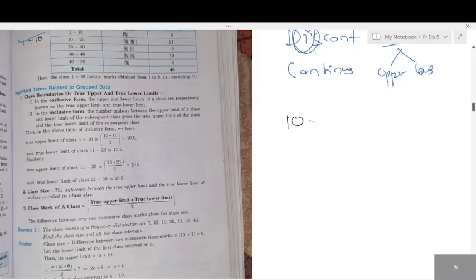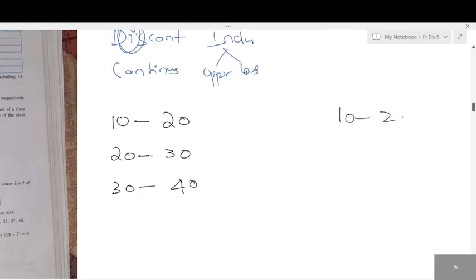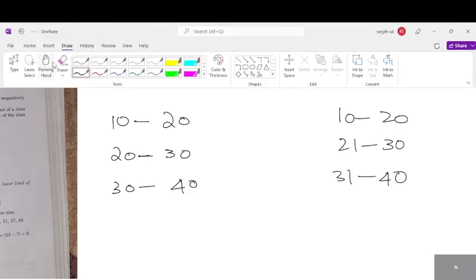Now let me take 10 to 20. All of you concentrate here. Very important concept. These three are very important. 10 and 20. 20 and 30. 30 and 40. 10, 20, 21, 30, 31, 40. Tell me which is continuous and which is discontinuous.